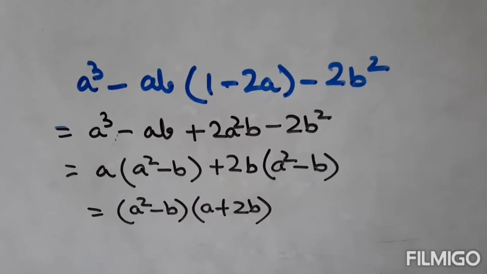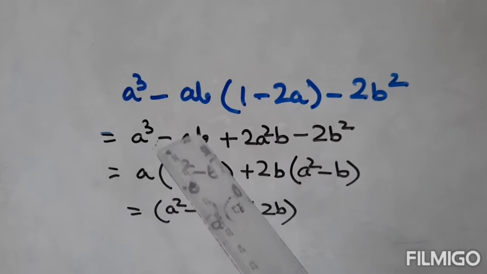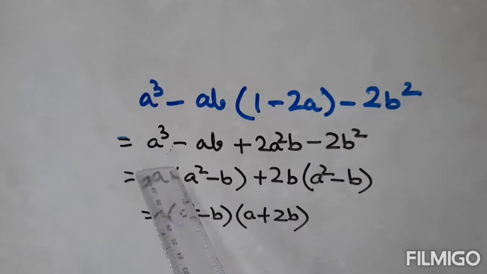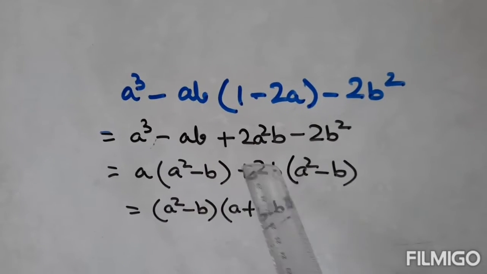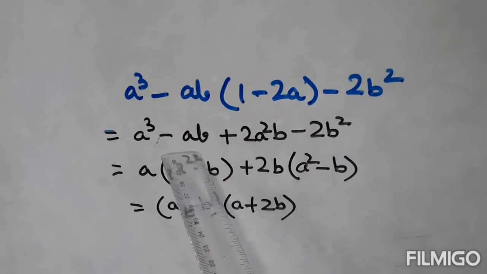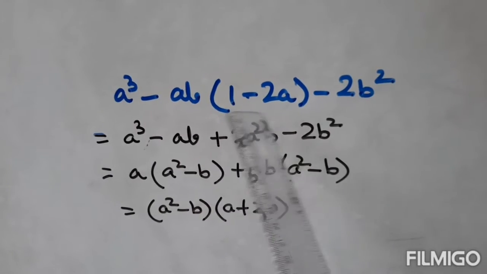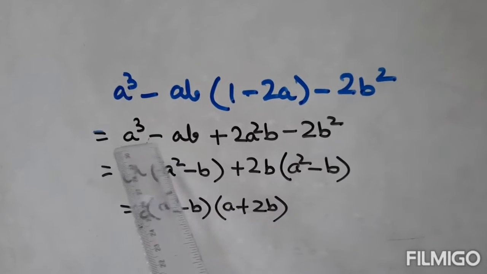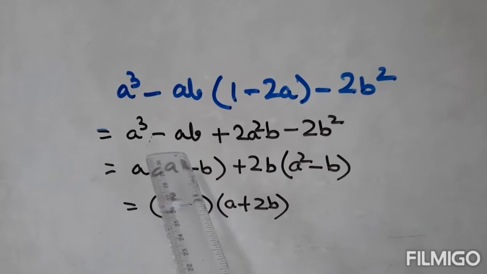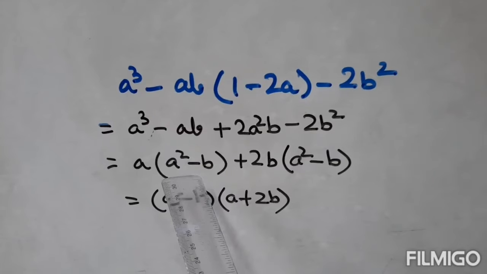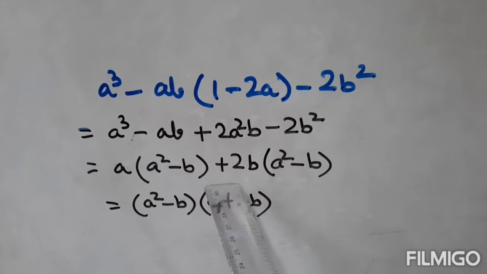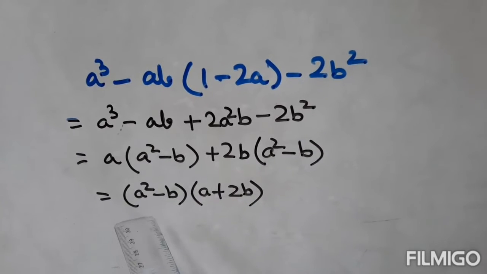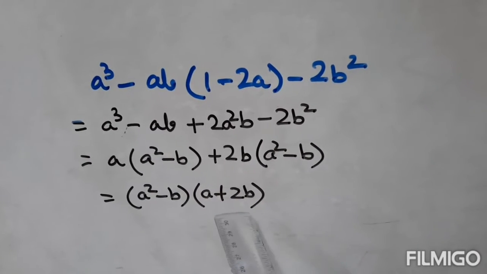In this particular sum, we are going to first multiply, open the bracket and write the product. Then we will group together and take common. So here we get AB minus B square plus 2A square B. In the third step, we take A common from the first two terms, we get A square minus B. From the next two terms, we take plus 2B common, again we get A square minus B. A square minus B we take common, we get A plus 2B.